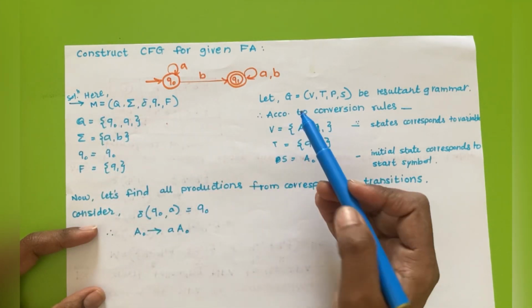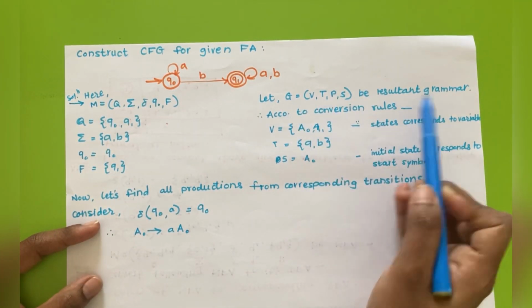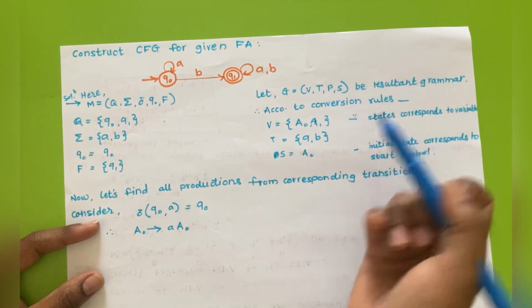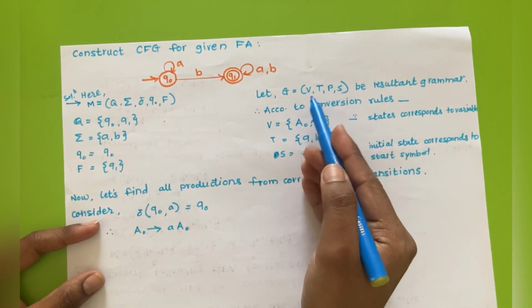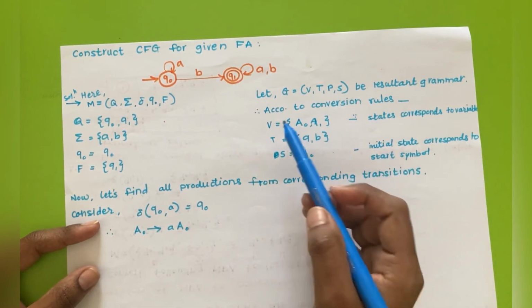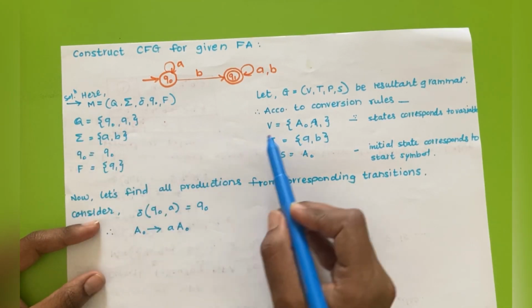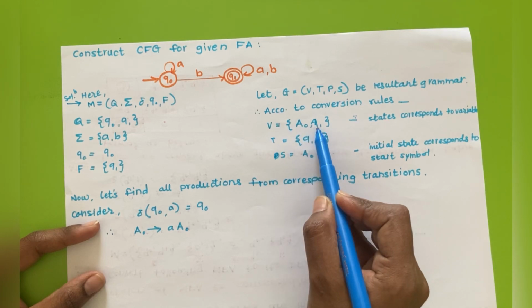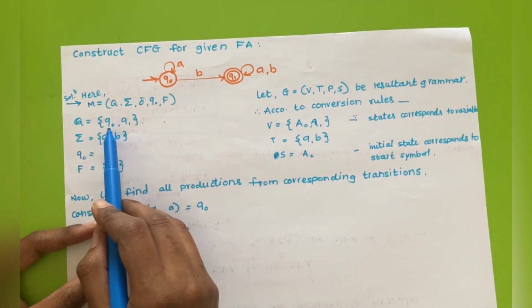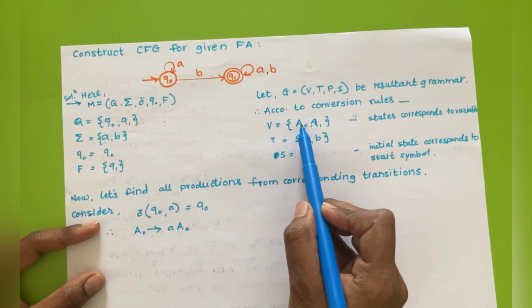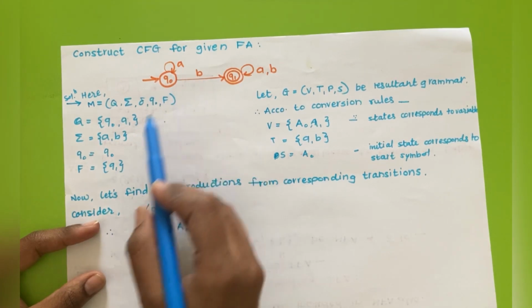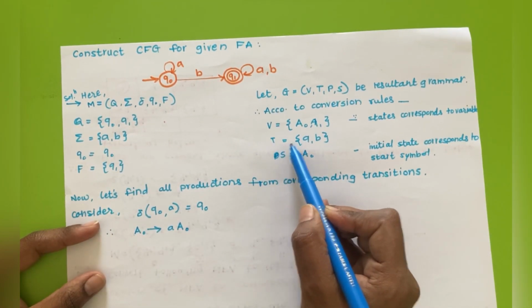So we have the resultant grammar as G is equal to VTPS. As we have discussed in the conversion method, all the tuples of the resultant grammar correspond to each and every tuple from the given finite automata. So V corresponds to set Q, that's why V is equal to A0 and A1, and A0, A1 correspond to each and every state present in the finite automata. Here we have two states, therefore we have two variables in the resultant grammar. Then we have a and b as alphabets, so in terminals we have a and b.